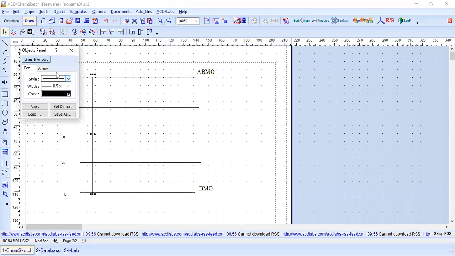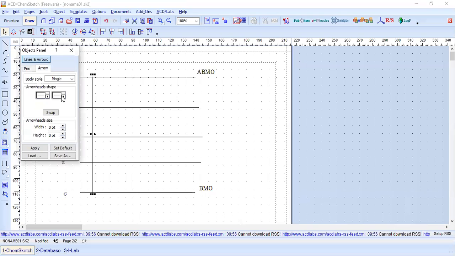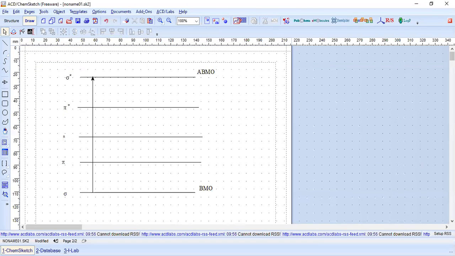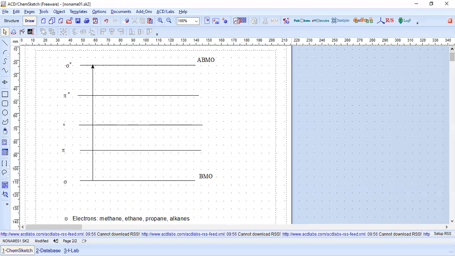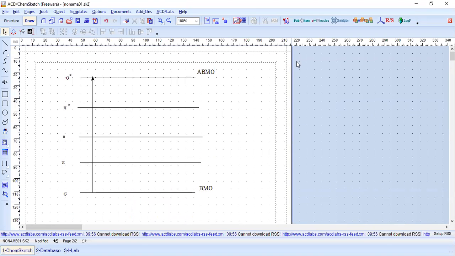In which type of molecules? Only in alkanes. Only in alkanes can we see this. This is sigma to sigma star. What type of molecules will undergo sigma to sigma star transition? Alkanes. Mostly all alkanes: methane, ethane. There are no n electrons and pi electrons in alkanes. That means methane, ethane, propane, butane, hexane, pentane, everything. We can see only the sigma to sigma star transition.